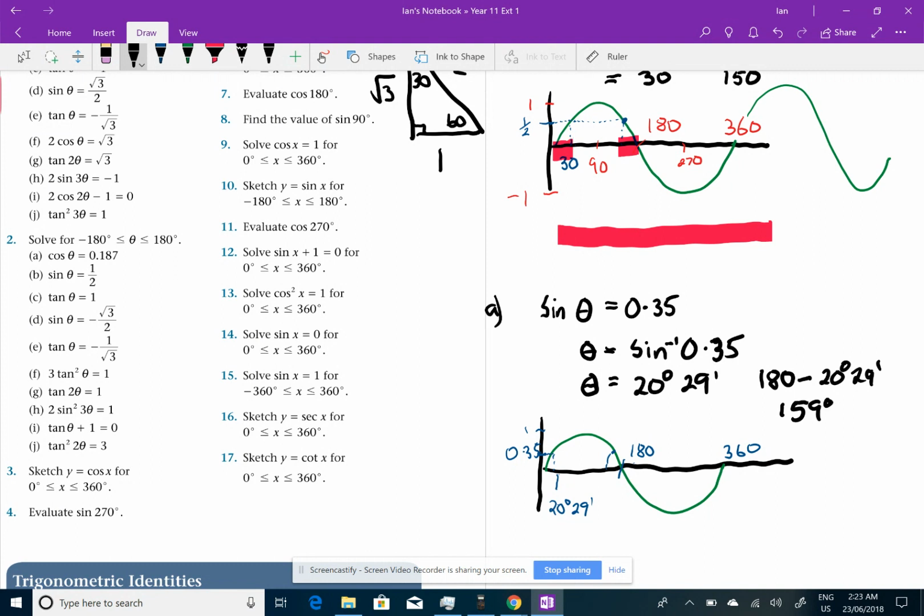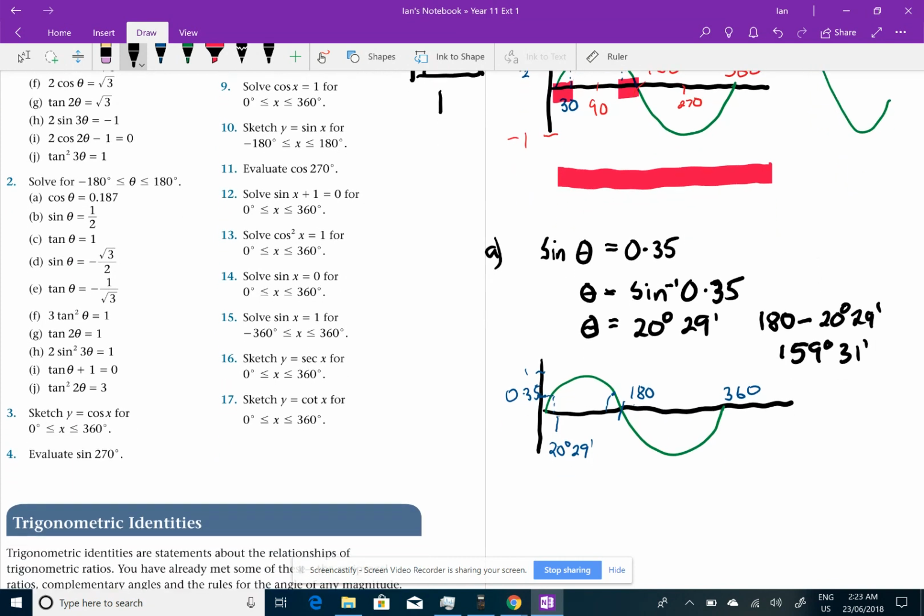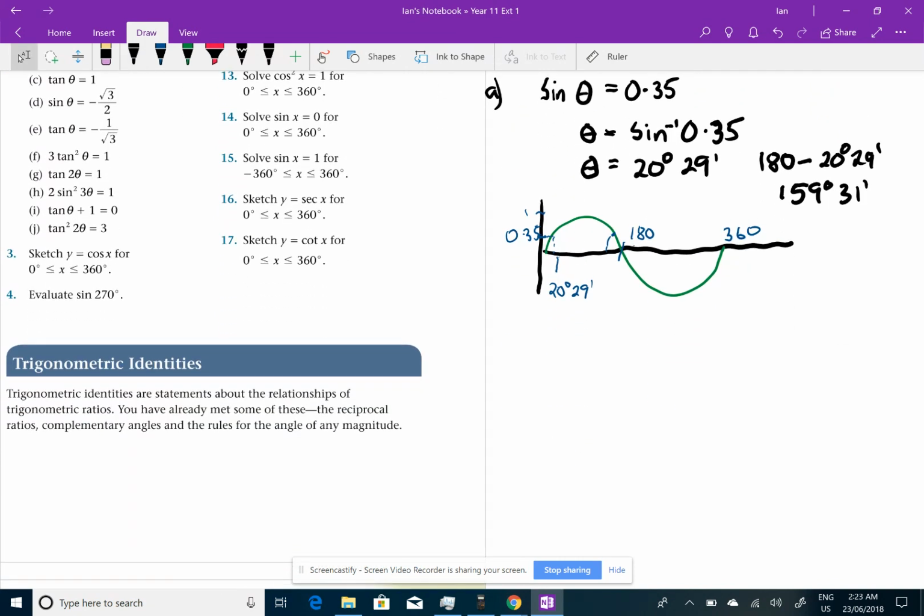159 degrees and 31 minutes. And they're the two solutions. So it is rather easy, but let's take another one because they are going to get a bit harder. Let's take the next one, B.